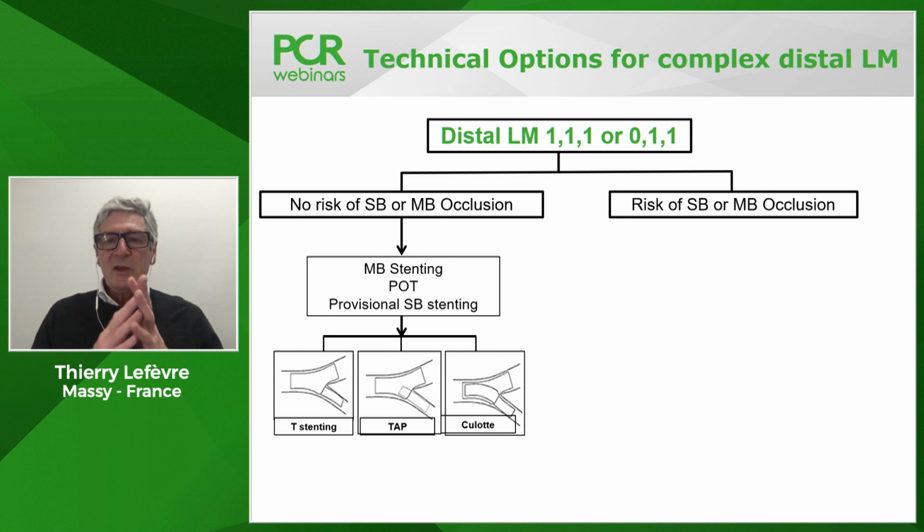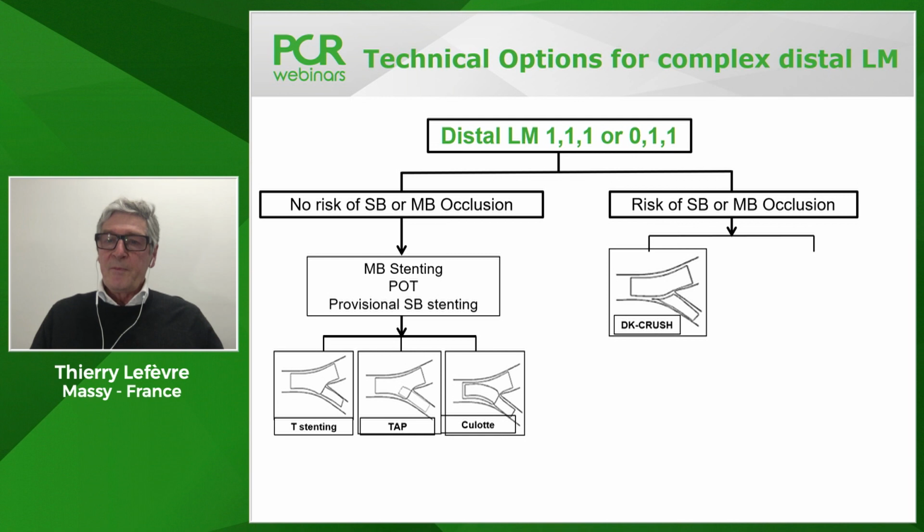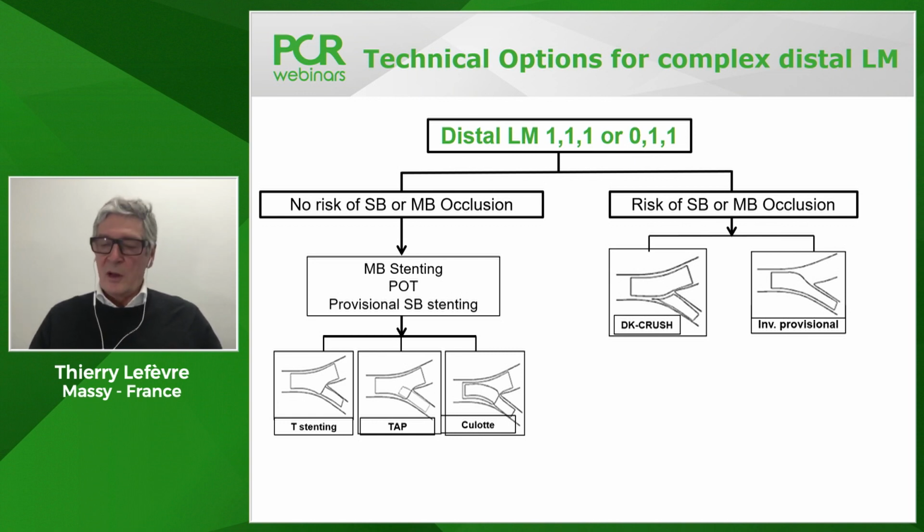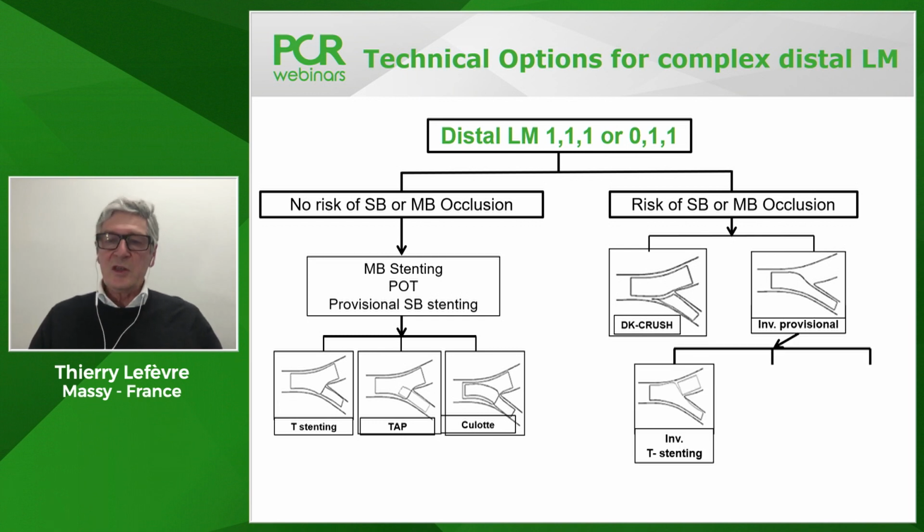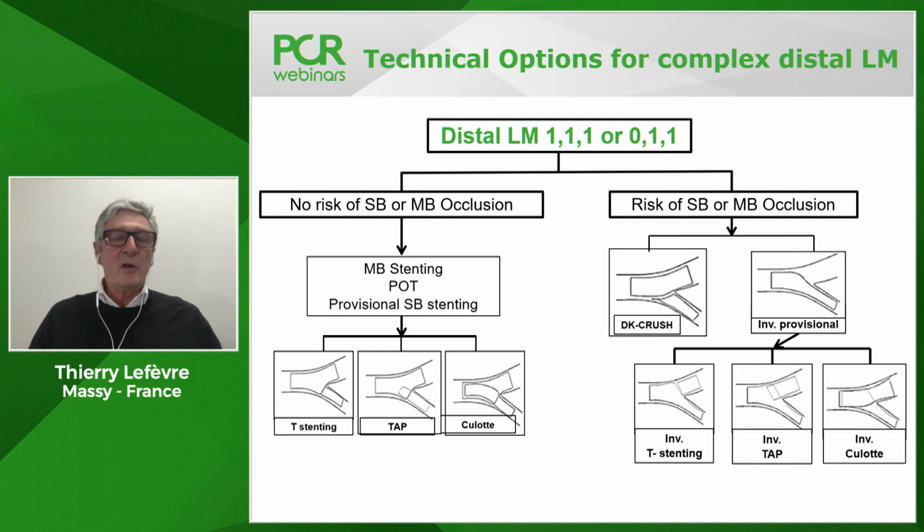Now, if you think that there is a risk of side branch occlusion or main branch occlusion, then it should be a different strategy, of course, especially for the left main. So DK crush technique can be a very good option in this kind of case. But you can also do inverted provisional, stenting first the branch which is at high risk of occlusion. And then with inverted, you go back to these different strategies, which are inverted T, inverted TAP, or inverted culotte.